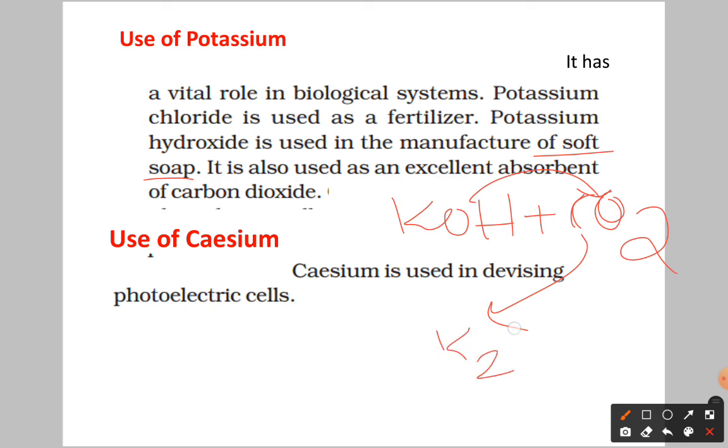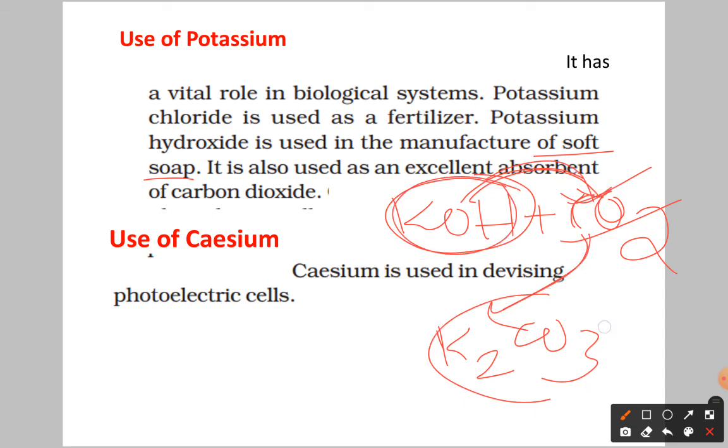K2CO3. So in industry, if you don't want to liberate the CO2 directly, they simply trap it in potassium hydroxide. This potassium hydroxide traps the CO2 and is converted into potassium carbonate. So it is an excellent absorber of what? Carbon dioxide.